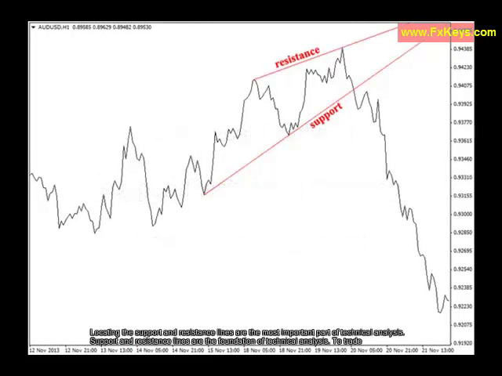Locating the support and resistance lines is the most important part of technical analysis. Support and resistance lines are the foundation of technical analysis. To trade based on the support and resistance breakout, first we have to locate the correct support and resistance lines, wait for the price to break out of them, and then take the proper position.